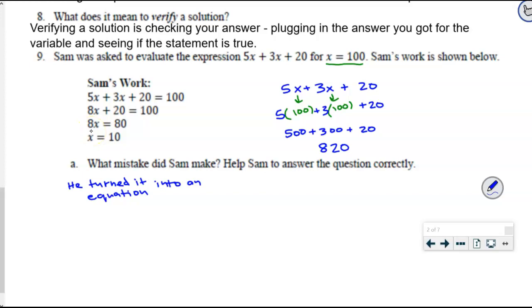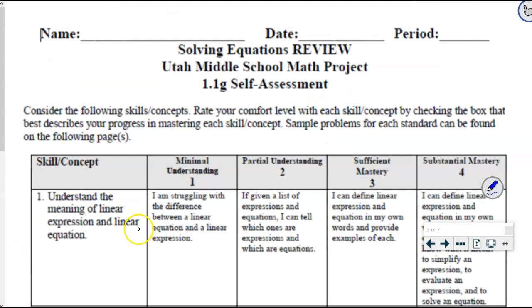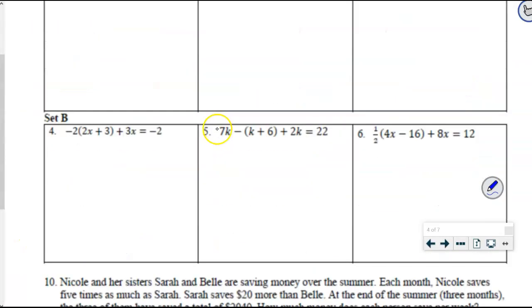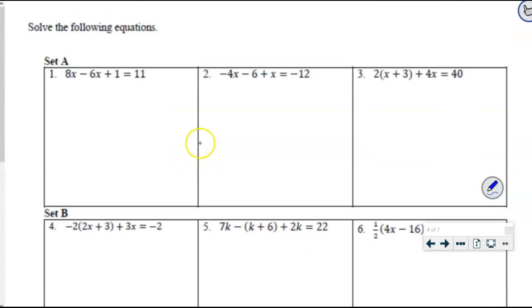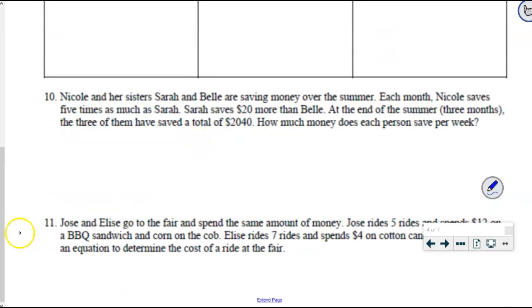Okay, that's it for this video. Students who are watching the video, what I encourage you to do if you're following along is complete sets A and B in these stories so that we can talk about them tomorrow and in the next video. So please complete these for homework if you have not already completed them.